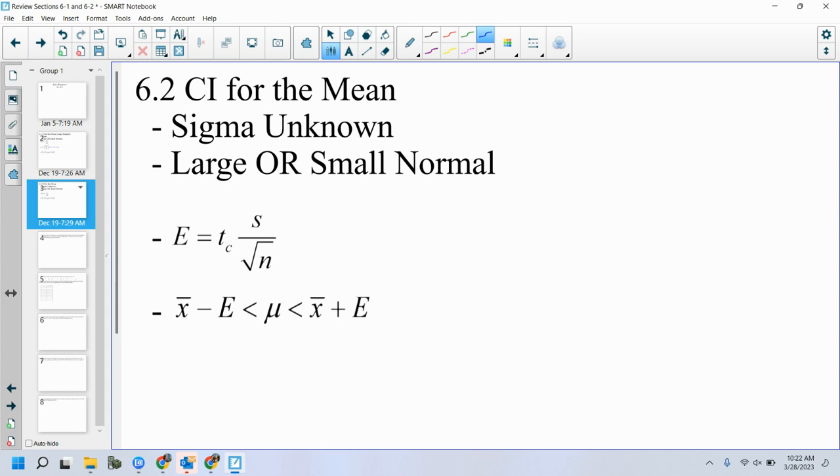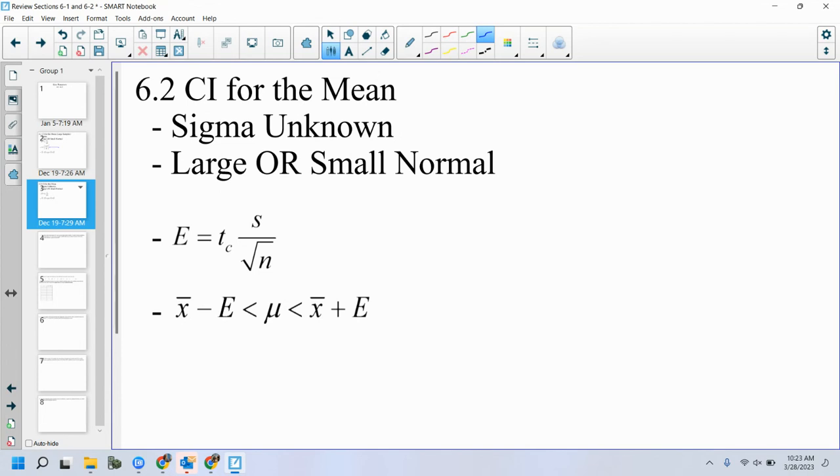The structure of the formulas are the same, just the components are a little different because the situation is a little different. So when sigma is unknown, again, same stipulations, large sample or small normal. We can only use this with small normal or large sample. So like if I told you sample size was 10 and we didn't know that the population was assumed to be normal, then I wouldn't be able to use any of this confidence interval stuff. We'd have to use some different calculation, or we just wouldn't be able to say at all.